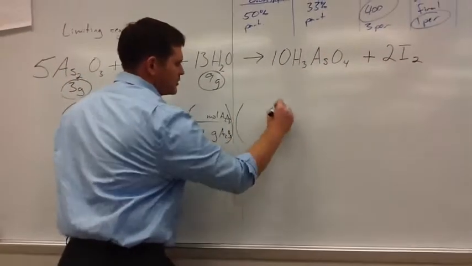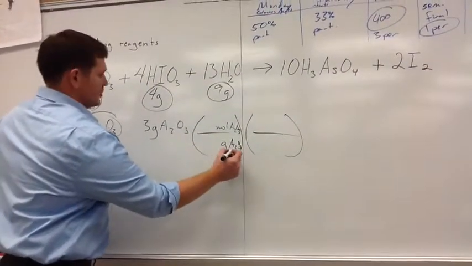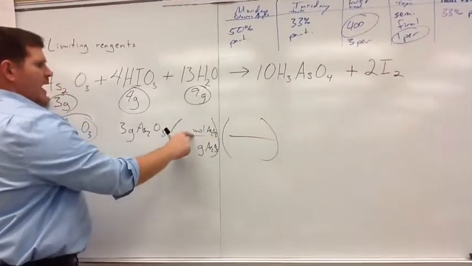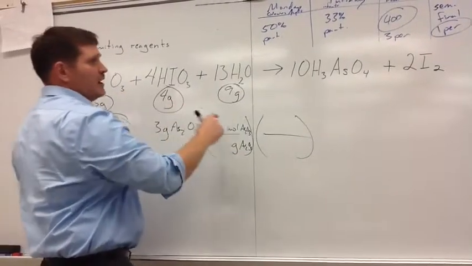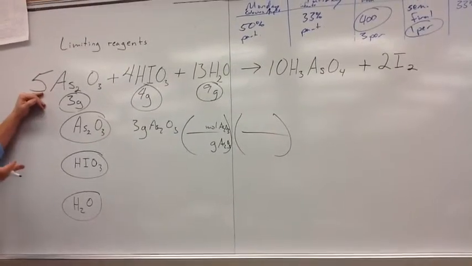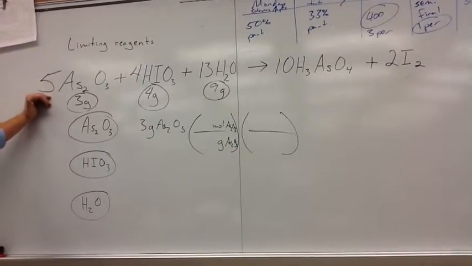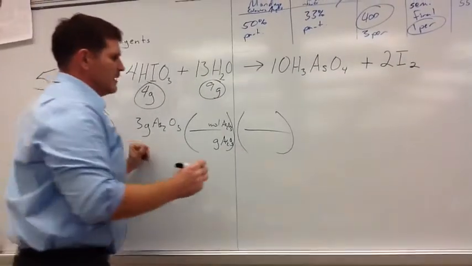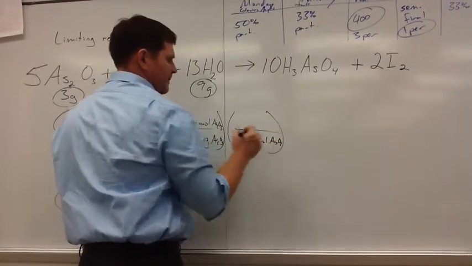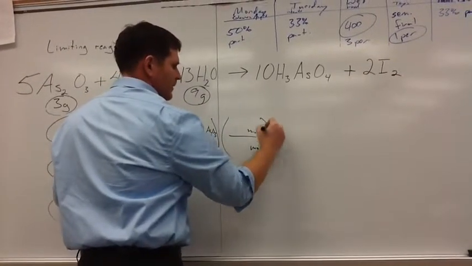Alright, whenever we're getting rid of moles, I want to go from moles of, that's not A2, that's As2. Let me write that correctly. Now I'm going to go from moles of As2O3 into moles of I2. Remember the numbers in front, those are just our moles. So I have a mole ratio. For every 5 moles of As2O3, I'm going to make 2 moles of I2. So that's a ratio. I'll be able to figure that out. So moles As2O3 into moles I2.